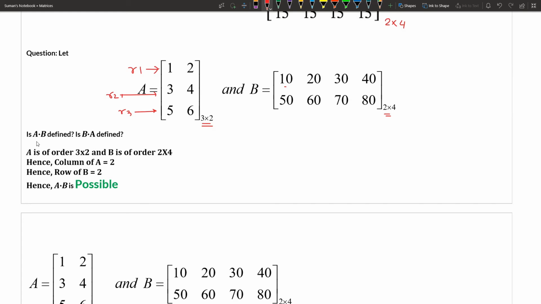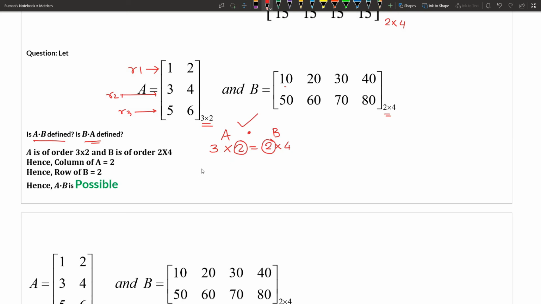And the question is, is A dot B defined? Is B dot A defined? Now A is of the order 3 cross 2, and when we are proceeding with the dot product A dot B, B is of the order 2 cross 4. Now check that the number of columns of A is 2 and the number of rows of B is 2. So A dot B is possible.